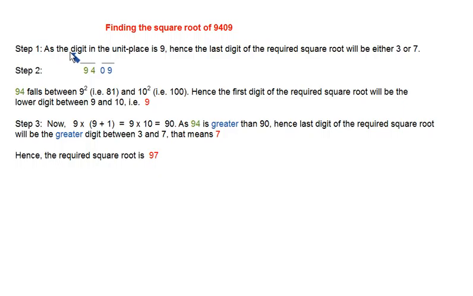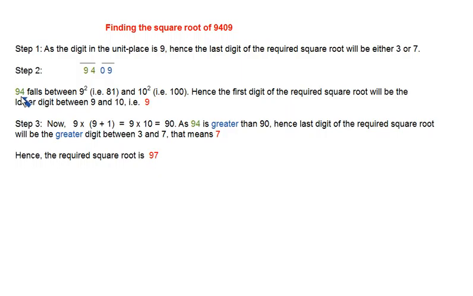Again I am repeating, as the digit in the unit place is 9, hence the last digit of the required square root will be either 3 or 7. Now step 2, that is very important. We are writing it in a paired form. So from the left side we are pairing the numbers. 09 is a pair and 94 is another pair.